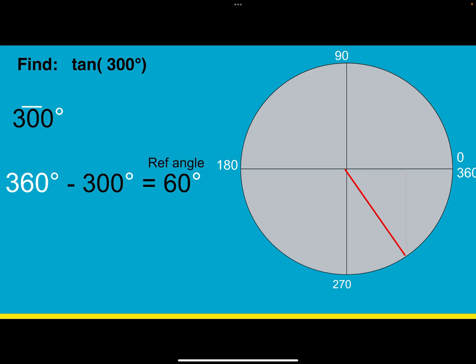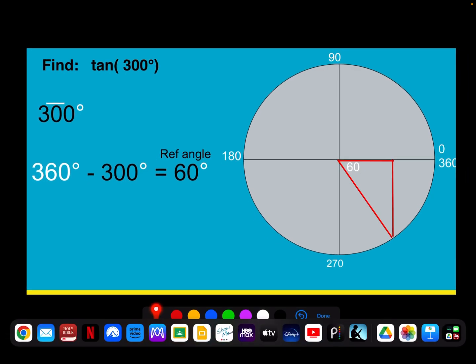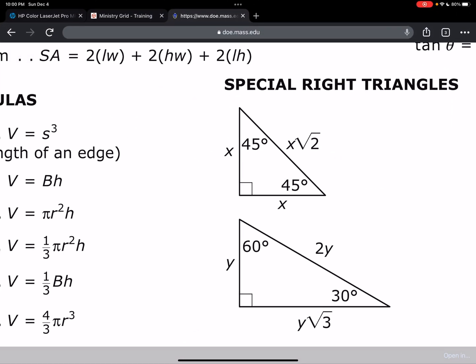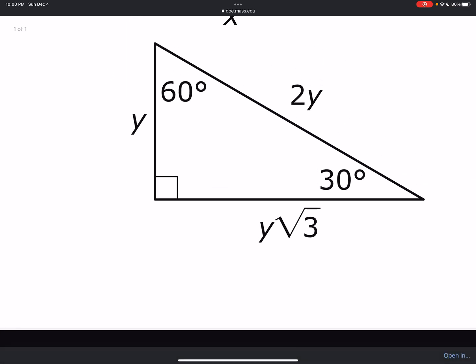So here's what we did. Everything up to this point we've done before. This is where we're going to change a little bit. Now I have a reference angle of 60, so I'm going to label it. If I come back to this sheet for a second, I look at 60. Across from 60 is going to be y, square root of 3. Across from 30 is going to be 1, and across from the 90-degree angle is going to be 2.